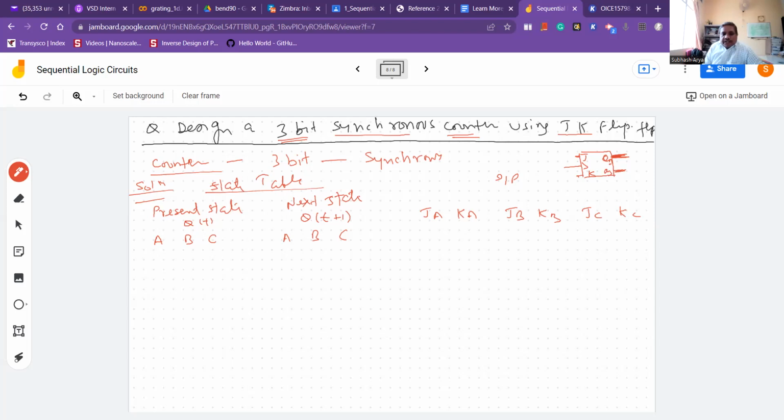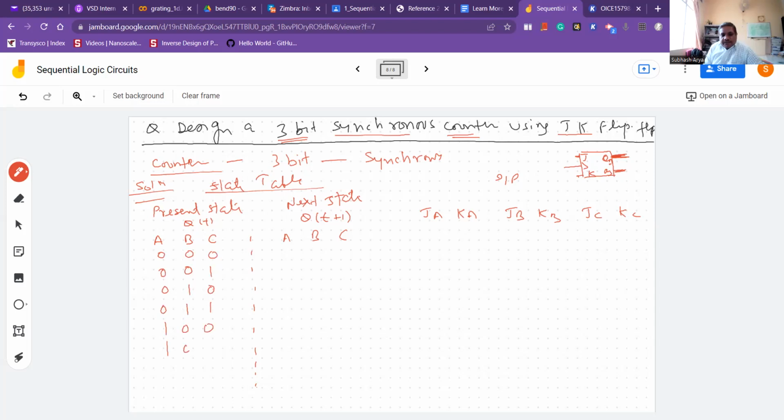So now writing the values. The present state is, suppose, 0 to start, because this is 3 bit, so 3 bit information. So 0, 0, 0. After increment the next will be 1. The next will be 2. Next will be 3. Next will be 4.